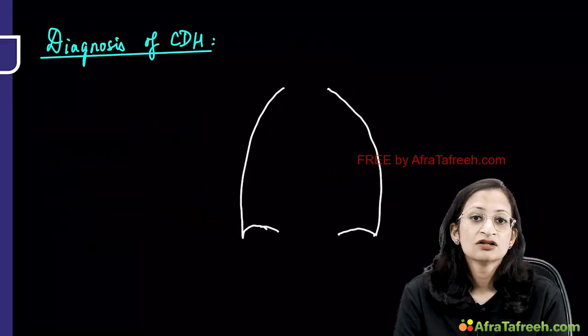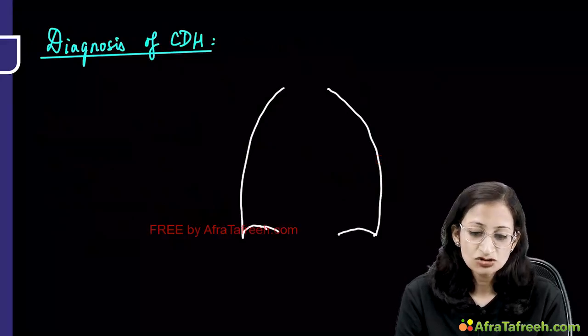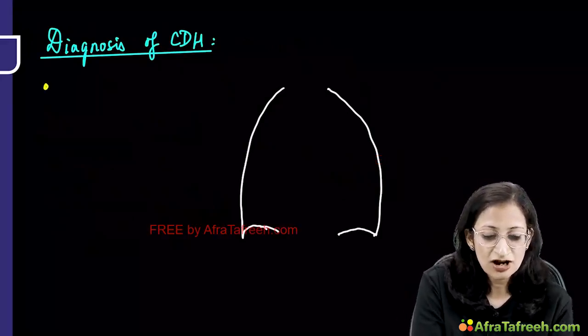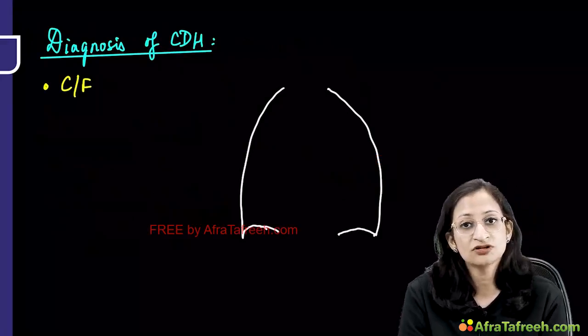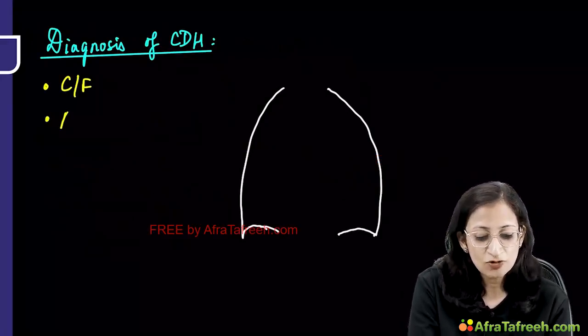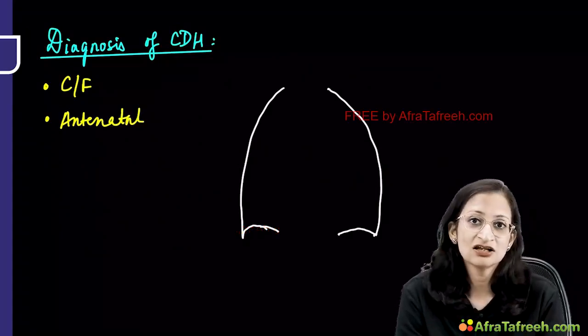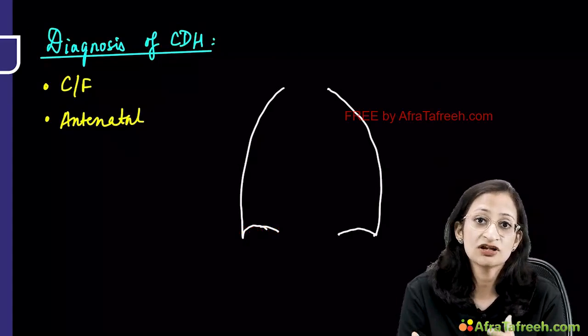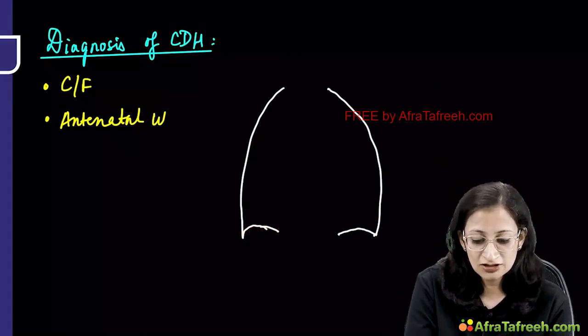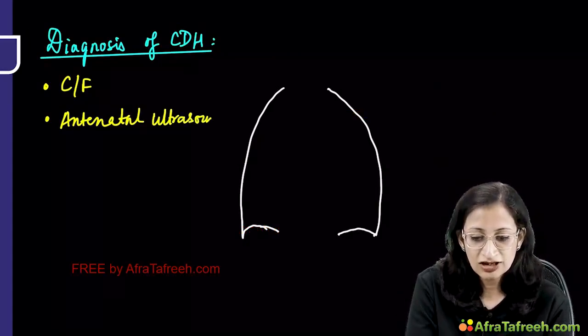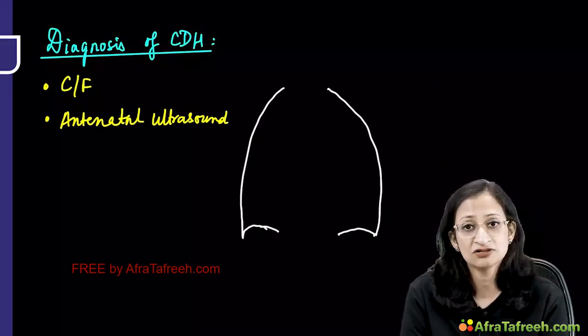Right? Now, how do you diagnose CDH? So, diagnosis of CDH, one is by the triad of clinical features that we already mentioned. Another is it can be picked up on an antenatal ultrasound. If the CDH is significant in size, then a level 2 ultrasound is usually good enough to pick it up. So antenatal ultrasound can usually pick up congenital diaphragmatic hernia.